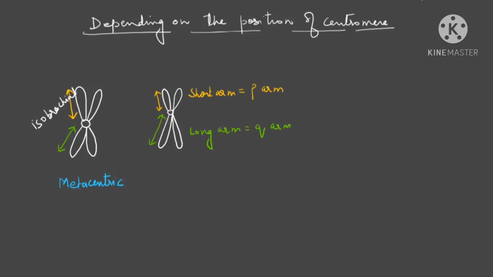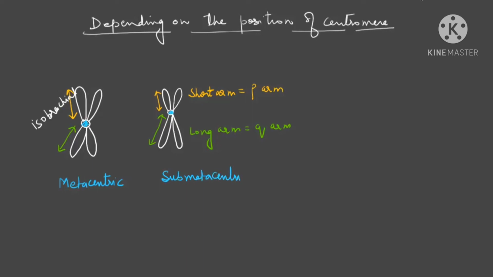Q stands for queen. The queen is obviously a big lady. So Q means it's the long arm. And P you can remember like a peon. A peon is a short person. So P for the peon, you can remember the short arm is known as the P arm and the long arm is known as the Q arm. Now if you see the centromere is not exactly in the middle, it is shifted away from the middle. So we will say submetacentric chromosome.